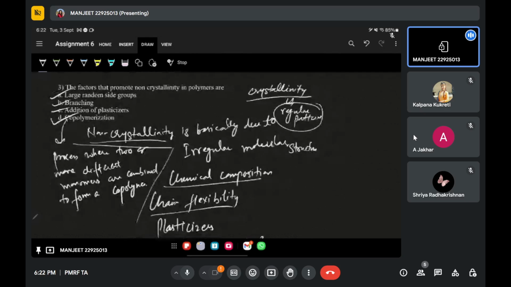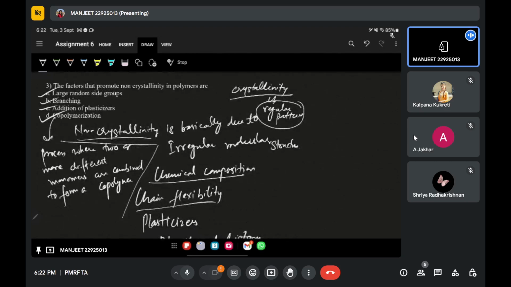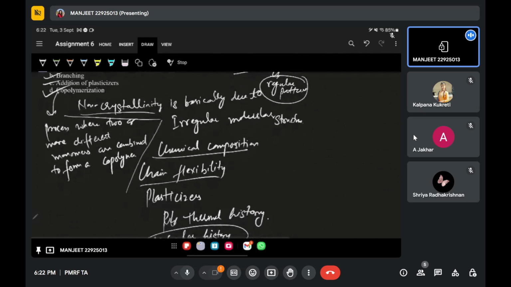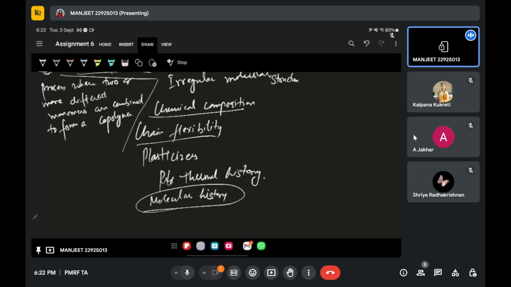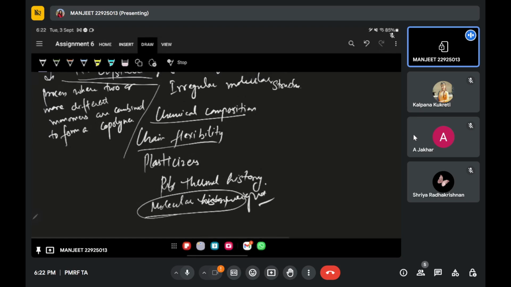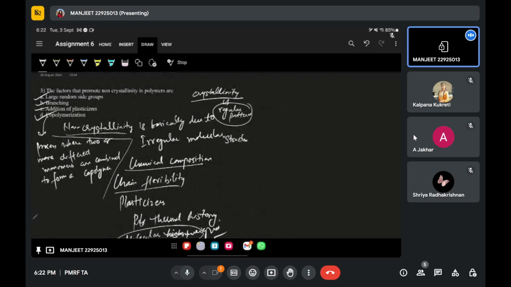Okay, so the non-crystallinity in the polymer can be due to irregular molecular structure, the chemical composition, or we can say the large random side group. Branching also, the addition of plasticizers, copolymerization, chain flexibility, the thermal history, how we have heated it, or the molecular weight also. Okay, this is the molecular weight, not the history one. So this will give you the non-crystalline nature.